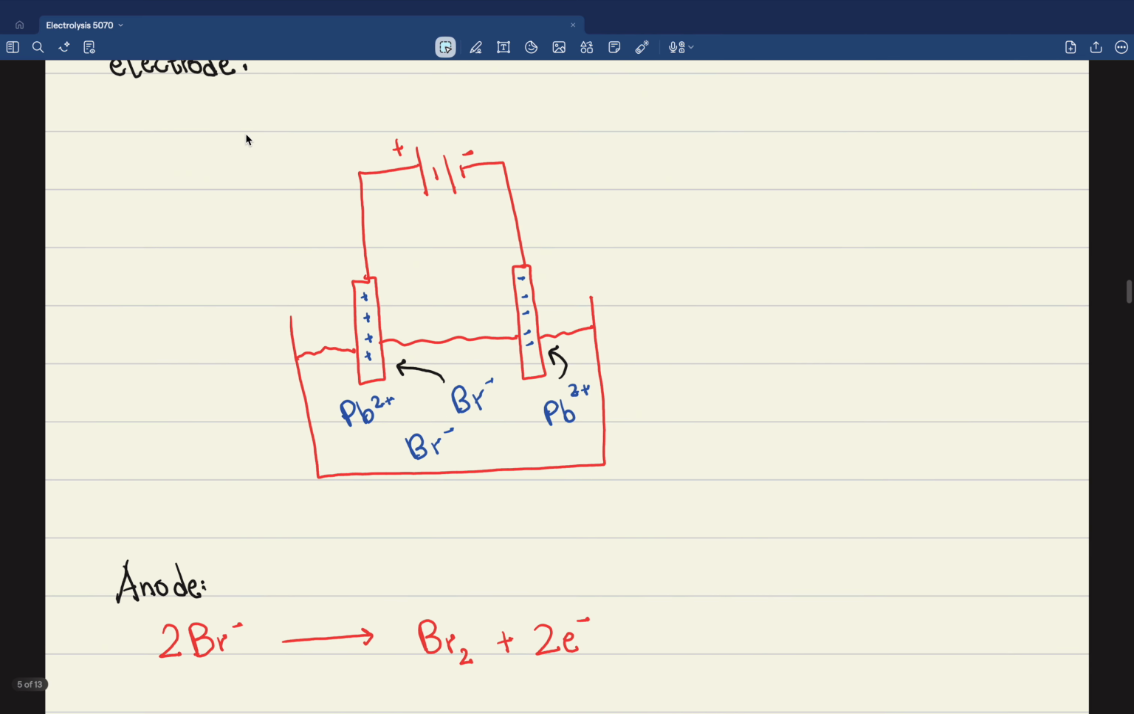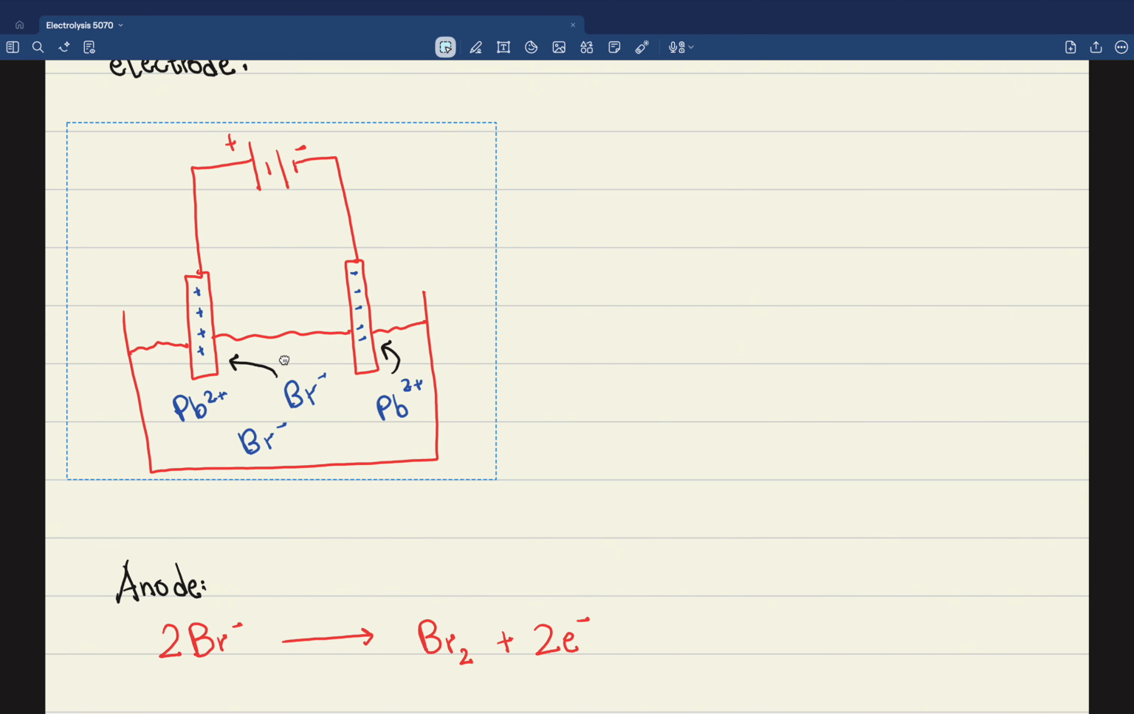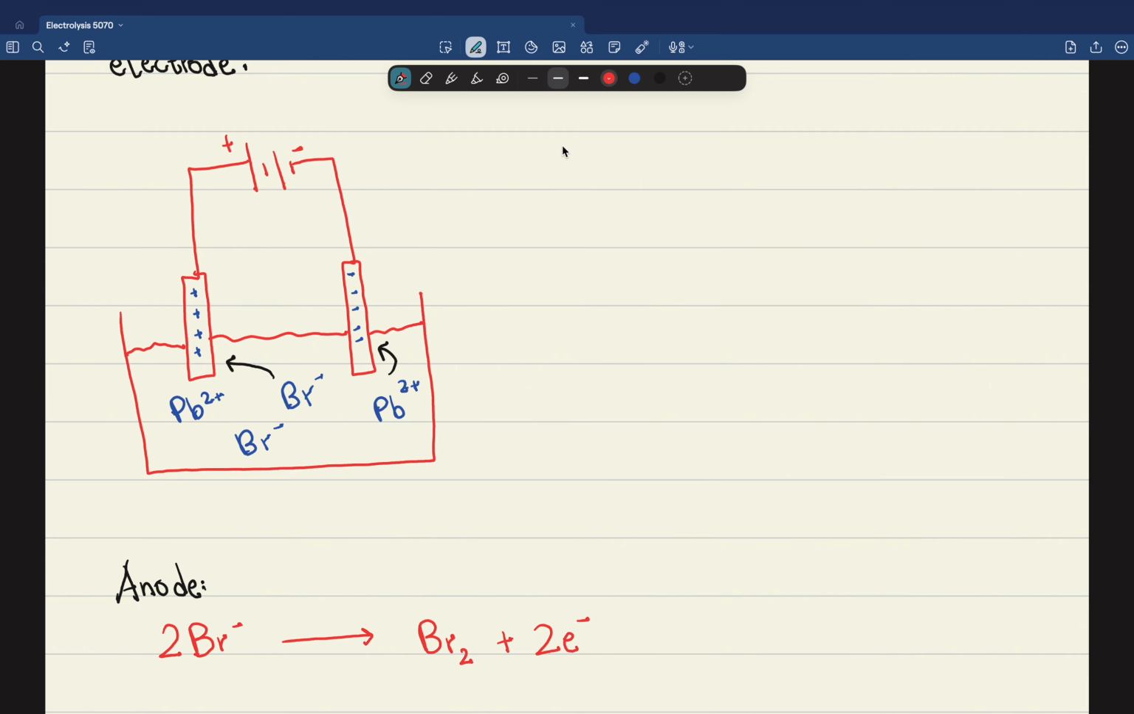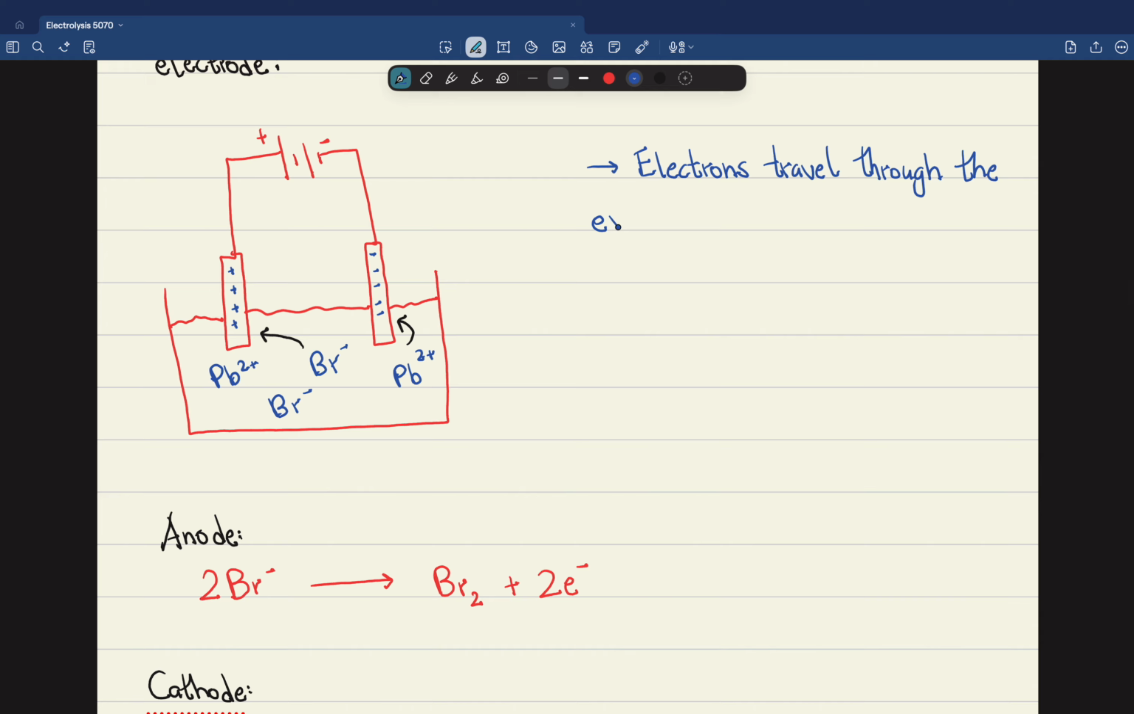Let me establish this for you. Okay, so what basically is happening is electrons travel through the external circuit, right? And ions travel through the electrolyte, right? We cannot confuse these two. We will never say that ions go through the external circuit and electrons are moving around in your electrolyte. No, that is never the case.